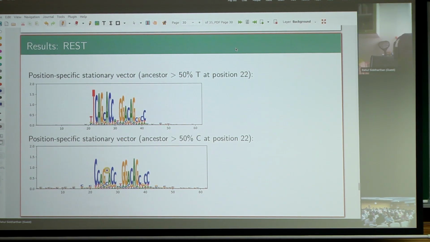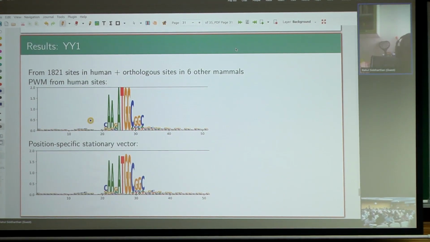But if your ancestral nucleotide is a C, then the stationary vector downweighs this. If it is a T, then it upweighs this and upweighs a T here. And we have similar observations.